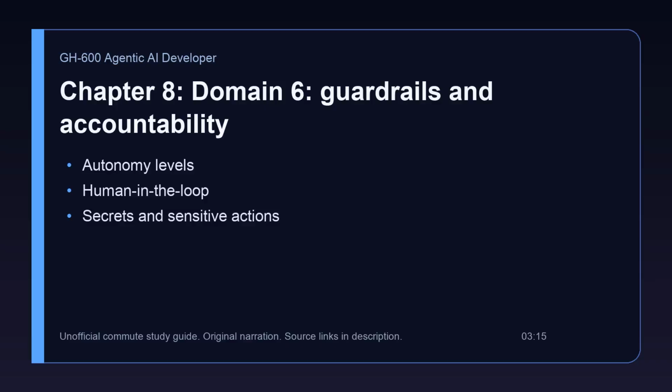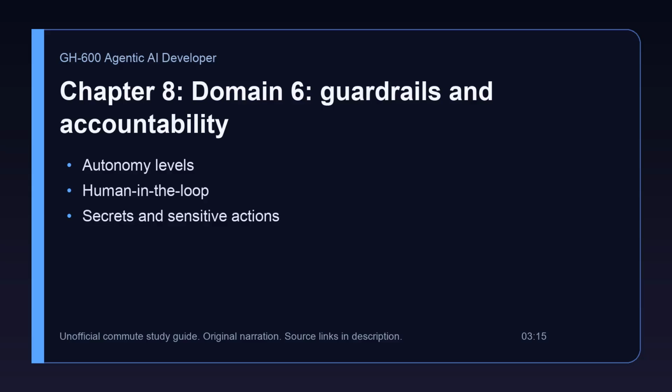Chapter 8. Domain 6. Guardrails and Accountability. Key points: autonomy levels, human in the loop, secrets, and sensitive actions. Guardrails are not about stopping agents from being useful. Guardrails are about making agent autonomy safe enough to use.